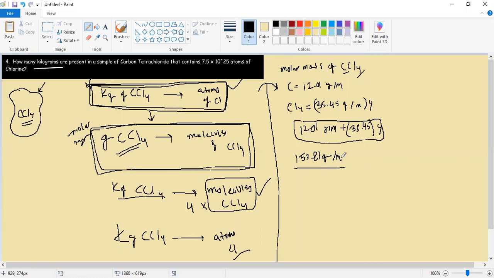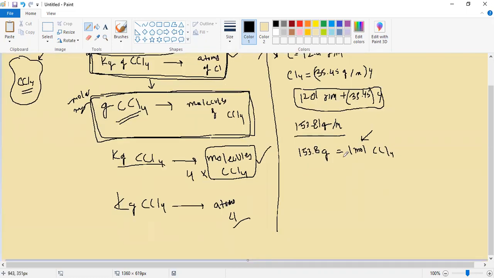And of course, this was of CCl4. So we know that 153.81 grams equals 1 mole of CCl4. And this mole, in this case, is talking about molecules, not atoms, because we're actually talking about a molecule. So really, you could say that in 153.8 grams of CCl4, there is Avogadro's number, 6.02 times 10 to the power 23 molecules of CCl4. That's your equivalent. And you can see that this matches our plan.